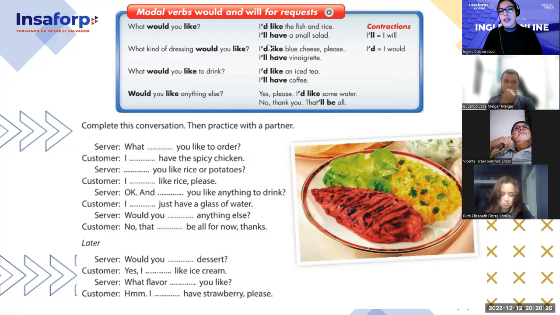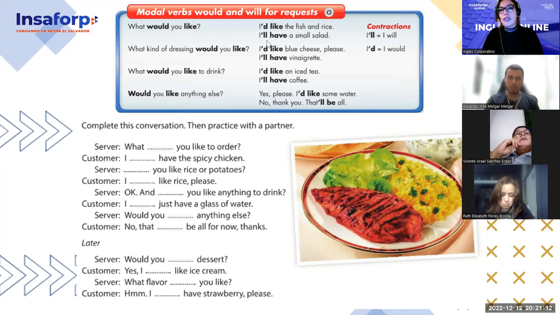si contesto, no sé si ahora sí le voy a responder bien su pregunta, Eduardo, porque en la respuesta estamos viendo estas contracciones, ¿verdad? I'd like y I'll have. La diferencia acá es que esta contracción es la de I would. Y esta es la de I will. Y cuando digo I would, uso like. Me gustaría, I would like the fish and rice. Y es una manera como más cortés de responder cuando le preguntan, ¿qué te gustaría? What would you like? I would like the fish and rice. Me gustaría el pescado y arroz.